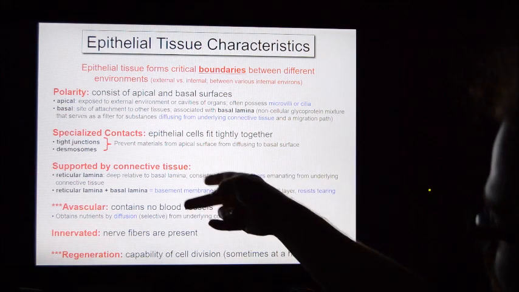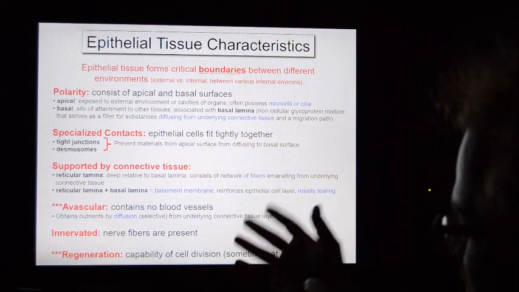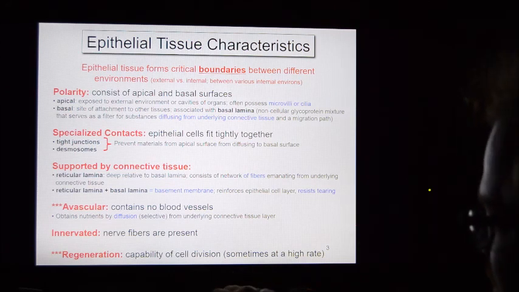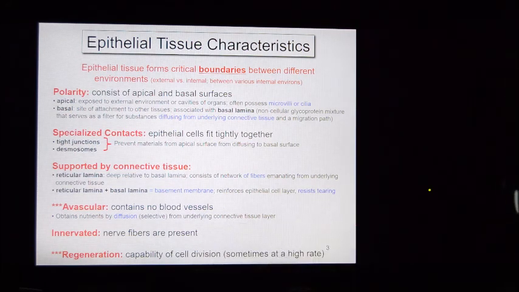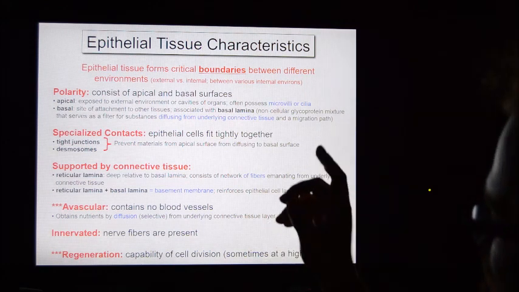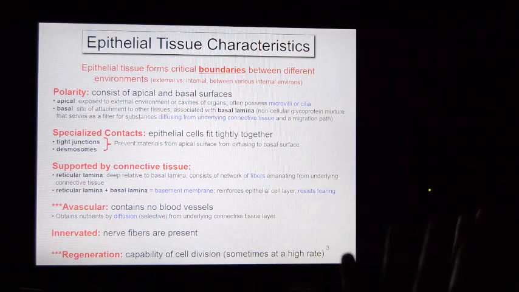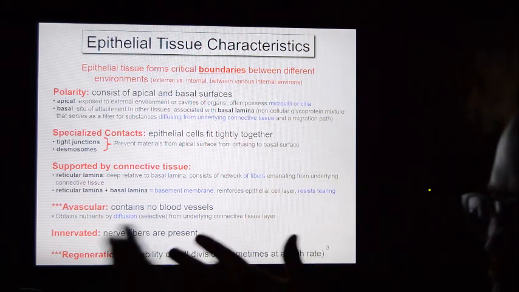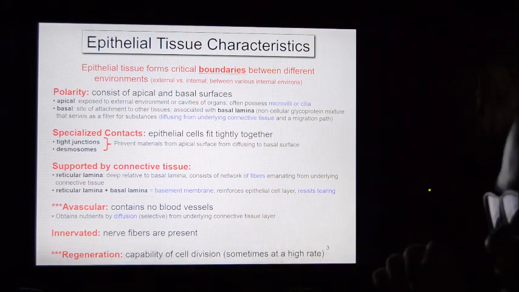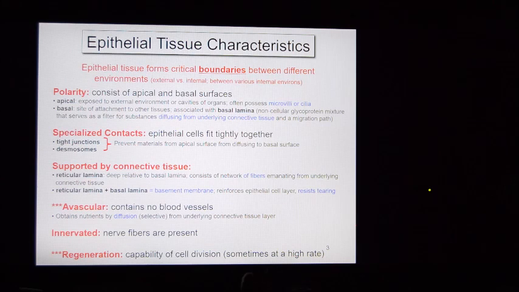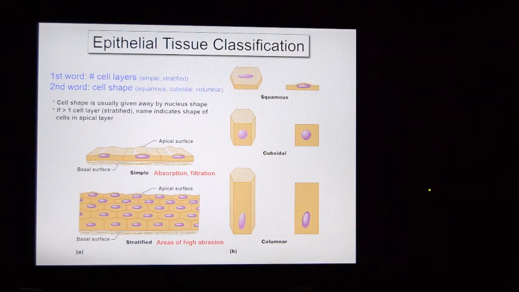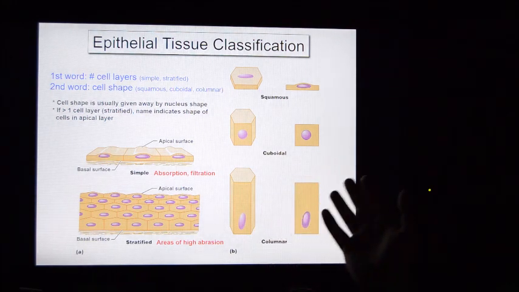So these are very important. Epithelia does tend to be highly innervated. For instance, your skin gives you that tactile stimulation. And then last but not least, epithelia tend to have a high regenerative capacity. So they can regenerate quite quickly, which makes sense. You would want your skin to be able to heal very fast if you get cut to limit your chance of infections.